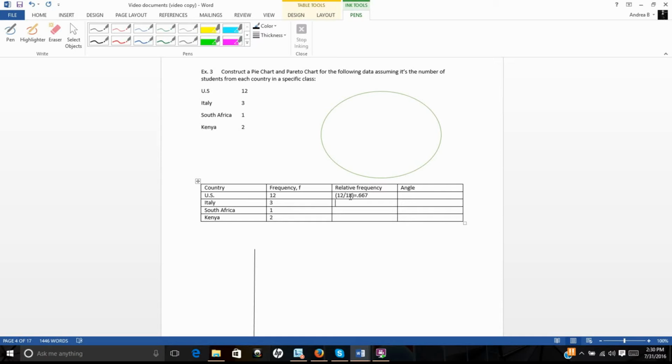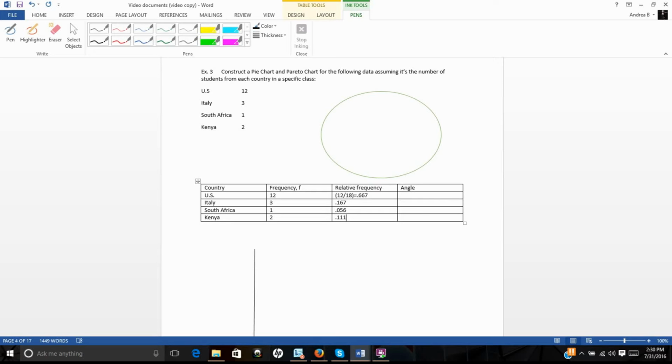We'll want to do the same sort of thing for each of these. So we do the frequency, in this case 3, divided by our total of 18. So we get about 0.167 whenever we divide those. 1 divided by 18, we get about 0.056. And whenever we do 2 divided by 18, we get about 0.111. We round to 3 decimal places.